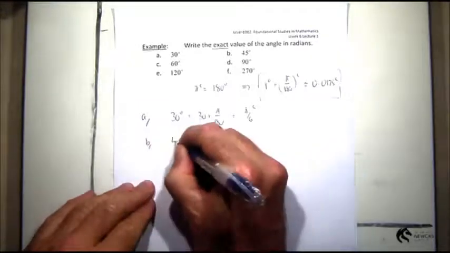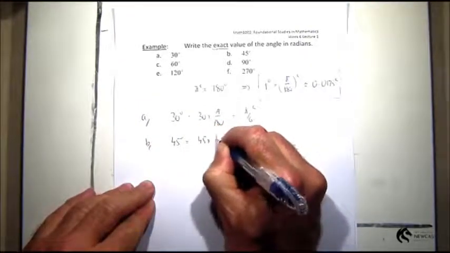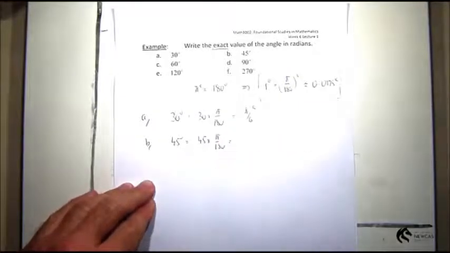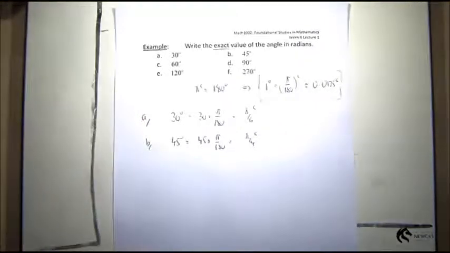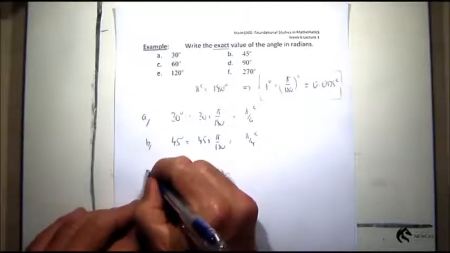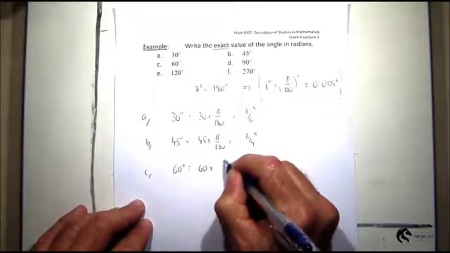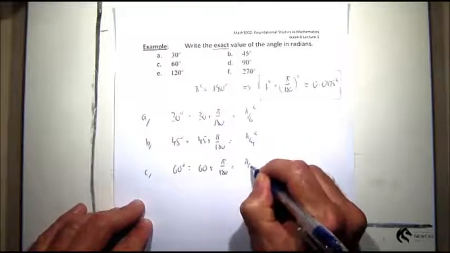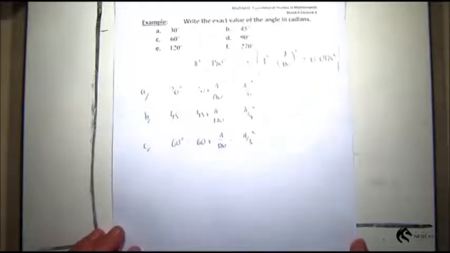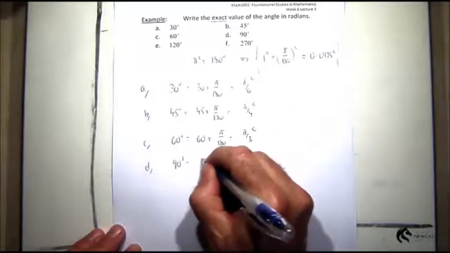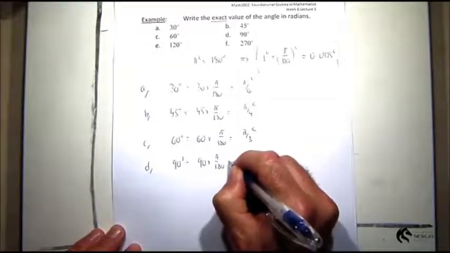B. 45 degrees is 45 times pi on 180. 45 into 180 goes 4 times, so that's pi on 4 radians. So we've got the swing of these. 60 degrees is 60 times pi on 180. So that's the same as pi on 3 radians. 90 degrees is 90 times pi on 180. So pi on 2.